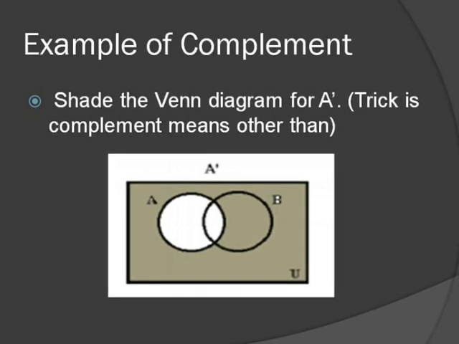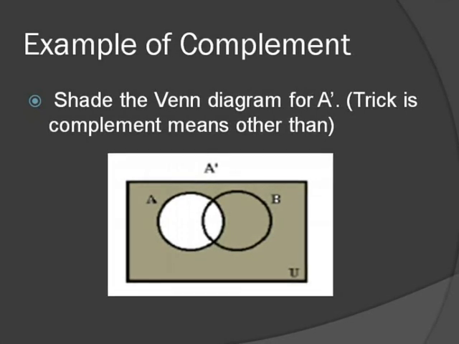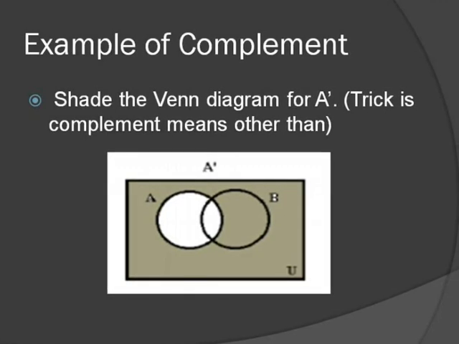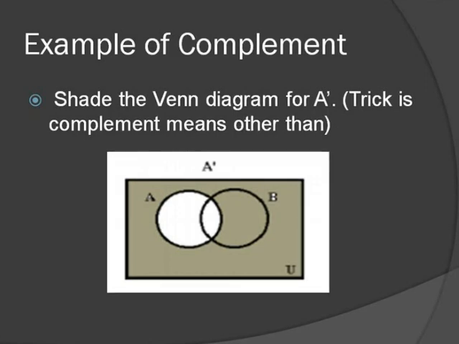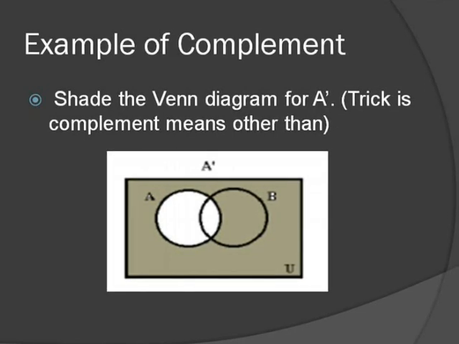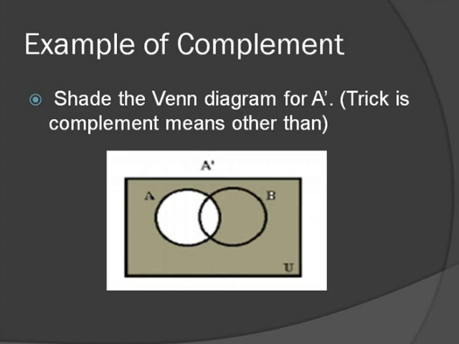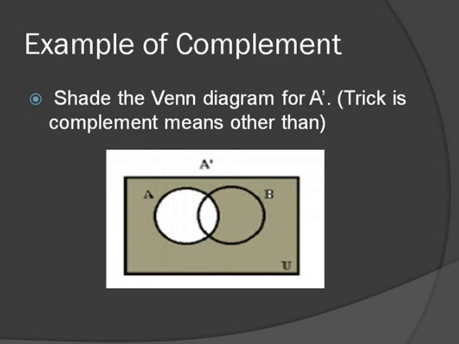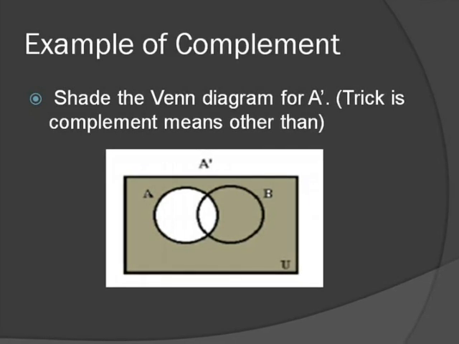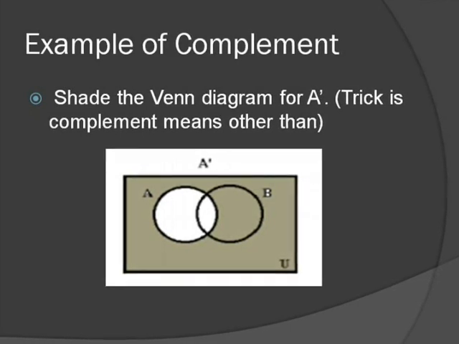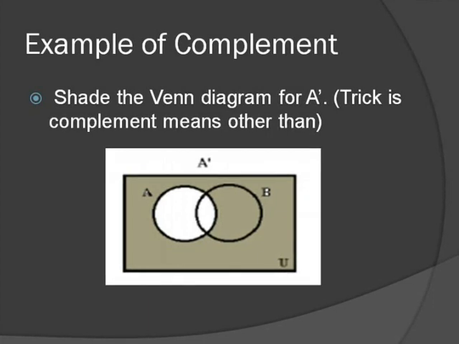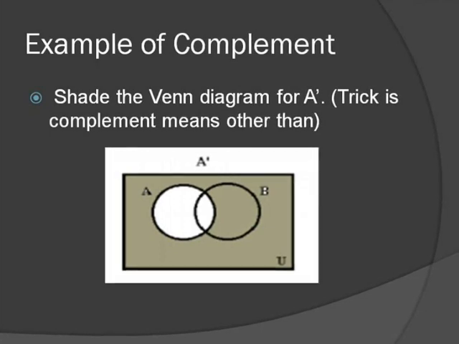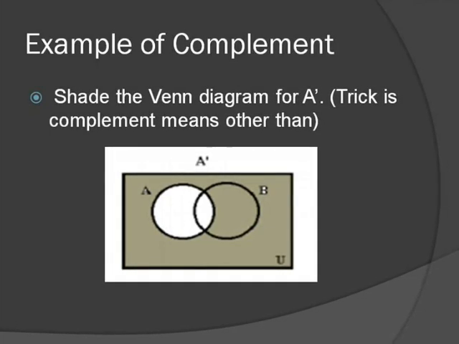Complement means other than, and since there is a complement, there will be a universal set, because complement and universal set are very interrelated. We cannot find a complement without a universal set, so we first draw a rectangle, because a rectangle is the representation of a universal set, and then we have two sets A and B. Since we are asked to shade A complement, we will shade everything other than A. So we have shaded everything other than A. A is not shaded. So this is your required answer. This is the example of complement.